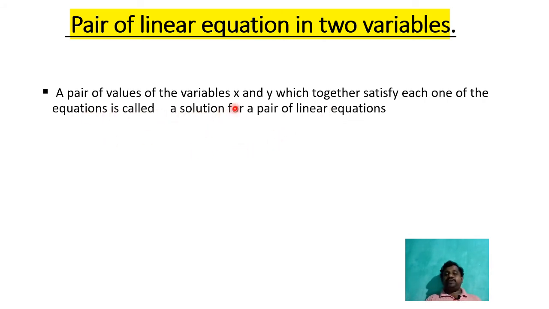A pair of values of x and y which together satisfies each one of the equations is called a solution of the pair of linear equations. Actually, we know that the values of x and y that satisfy a linear equation are called a solution of that equation. In a particular pair, that solution must satisfy both linear equations. If the values of x and y satisfy both, it is the solution.